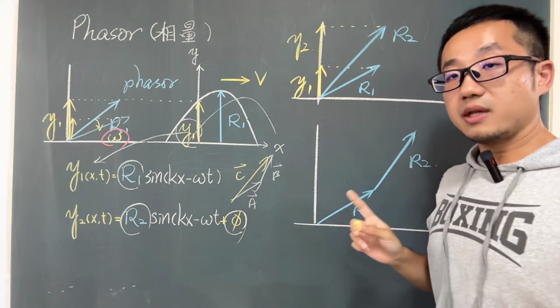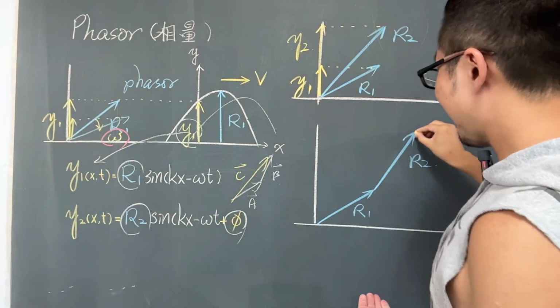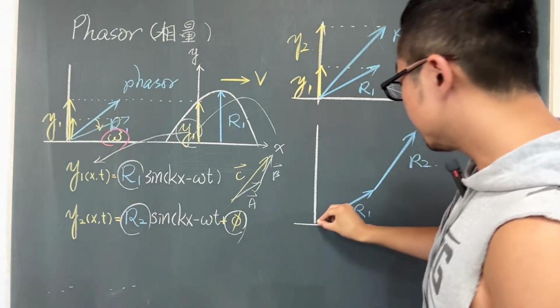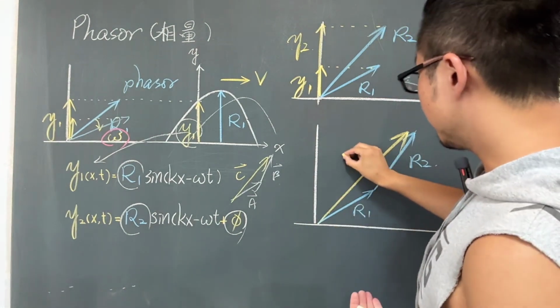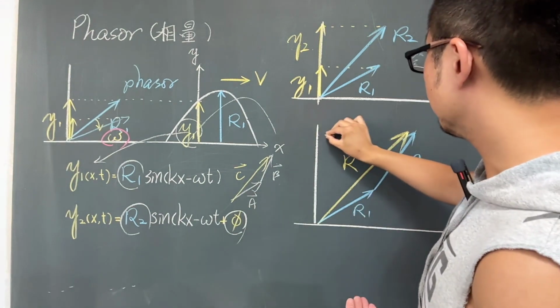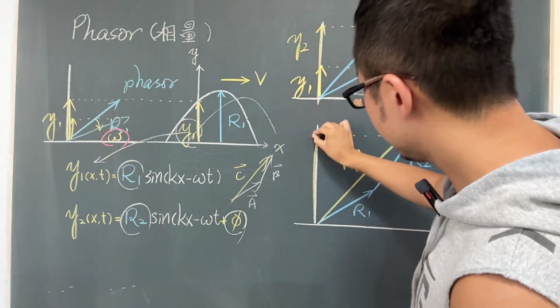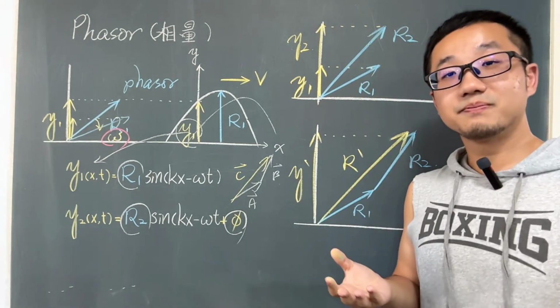You're going to treat them like vectors. So the resultant phasor is simply by connecting the tail and the head, and this is the resultant phasor. I write it down as R prime. And the projection along the y-axis, I'll call it y prime. This is quite simple, right?